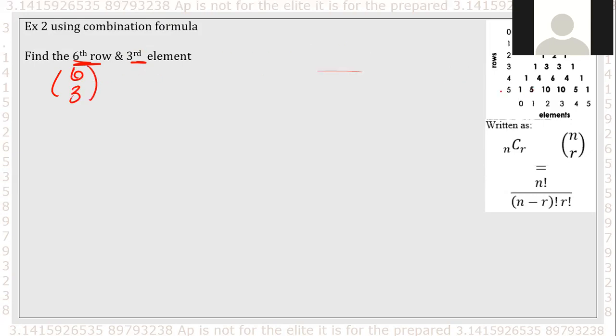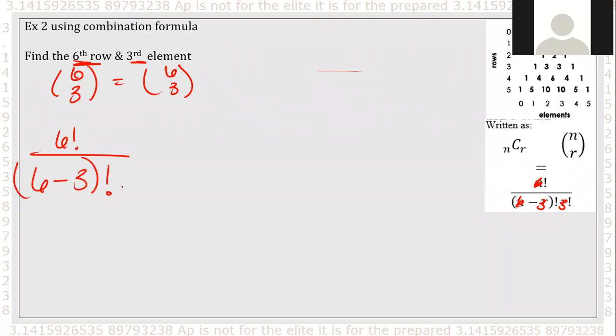Yes, we can use the table here. We can go ahead and find the 6th row and the third element as well. That works too. So it's going to be 6 factorial, right? Because this is the same thing as saying 6 choose 3. So that means there should be a 6 in the end, right? And a 3 here. So it's 6 factorial divided by 6 minus 3 factorial times 3 factorial.